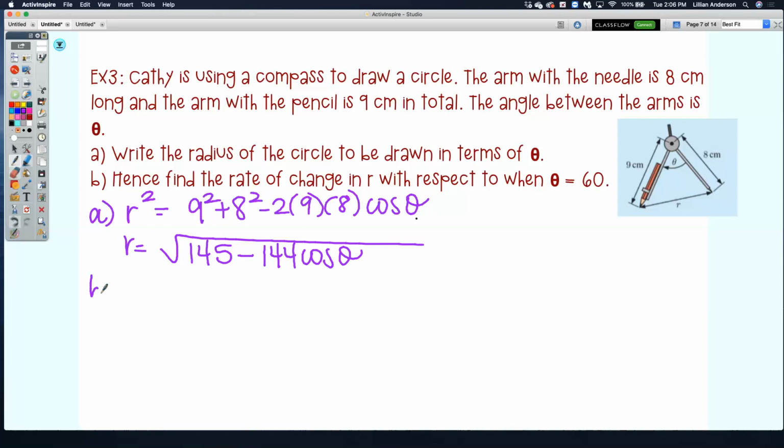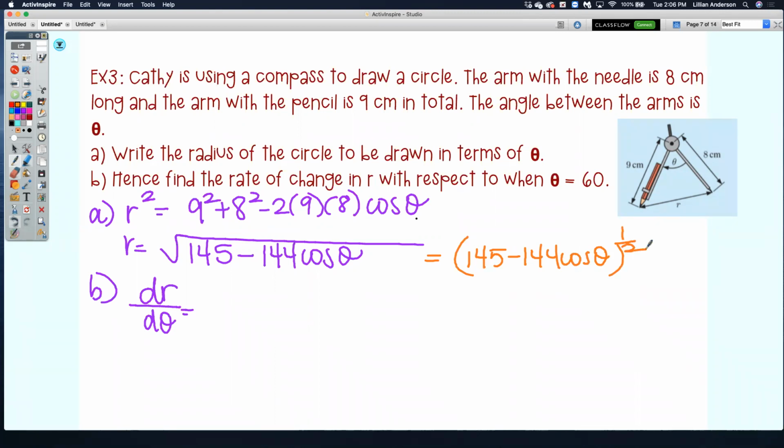Then it says, hence, find the rate of change in R with respect to theta when theta is 60 degrees. Rate of change means derivative. So I have to find dr over d theta. You have to find the derivative of this function. Well, it might be helpful if I rewrite that square root as a 1/2 exponent.